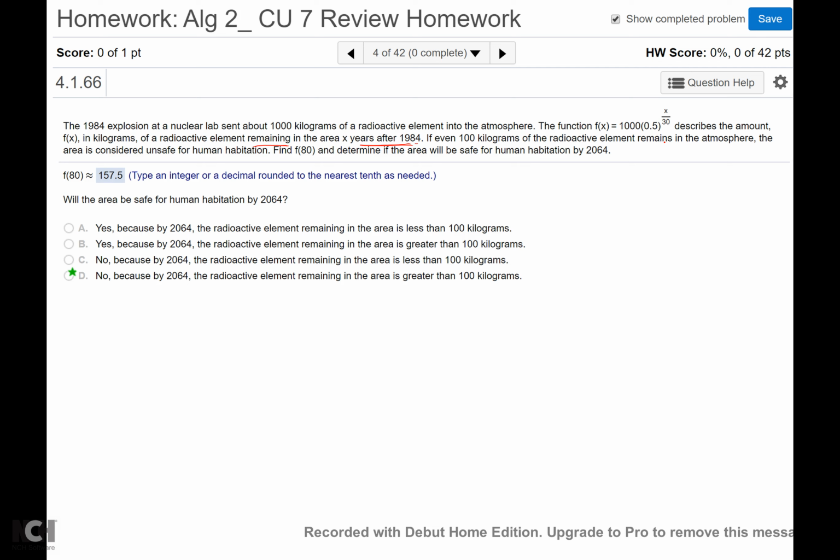Alright, and the reason they're saying find f of 80 is because x stands for the years after 1984. So if I'm trying to figure out how many years after 1984 2064 is, I subtract and I get 80, which is why we're finding f of 80.